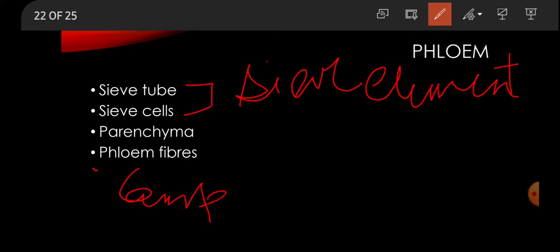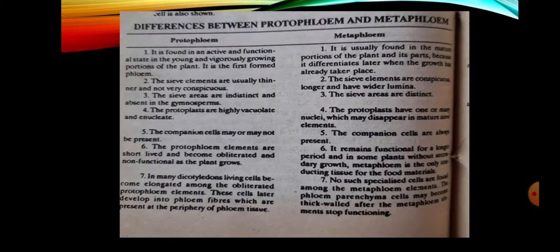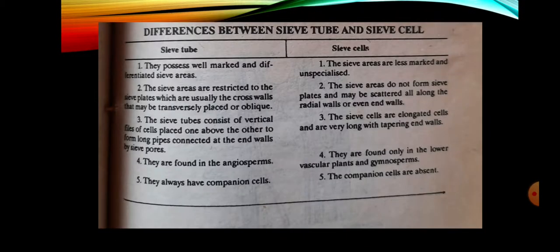See, sieve tubes are present in all plants, but companion cells are only present in the higher plants, and they are absent in pterido and gymno. Now, phloem fibers and the phloem parenchyma, these are hard structures. Now, we will study the differences between the sieve tube and sieve cells.